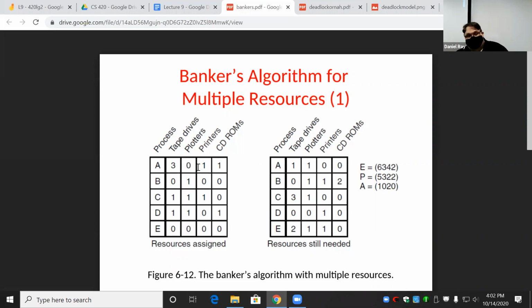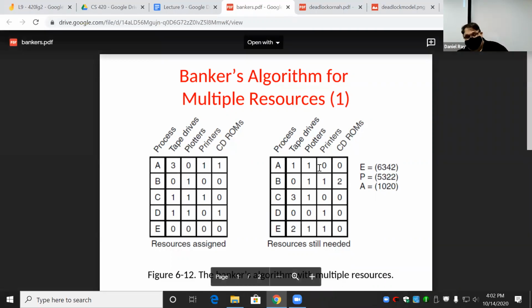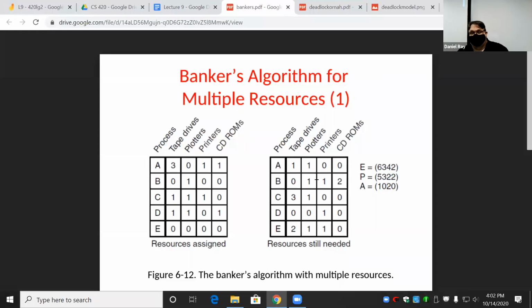This matrix tells us what resources are assigned. How many resources of each type are assigned to each process. Okay? So for example, process A has 3 tape drives, 0 plotters, 1 printer, and 1 CD-ROM. Okay? This matrix tells us the number of resources that A might still need at a maximum.